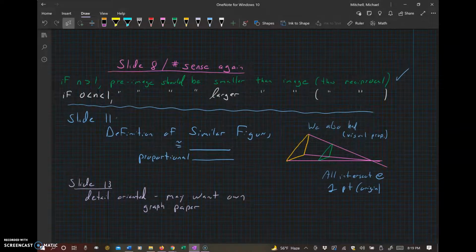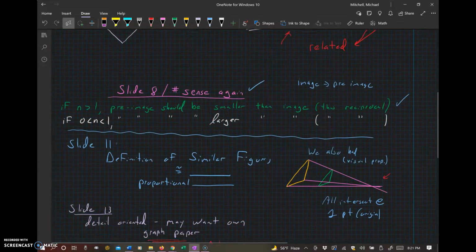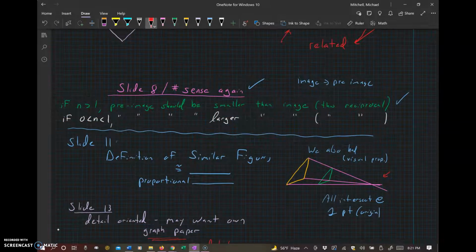Slide 8, this will make a little bit more sense when you view the slide. They're talking about going from the image to the pre-image. Earlier, you're going from the pre-image to the image. Since you're going from the image to the pre-image, that's why you have to end up using the reciprocal. You're going backwards. You can't multiply by a number, you've got to undo it. So that's multiply by the reciprocal. That's the same as division.